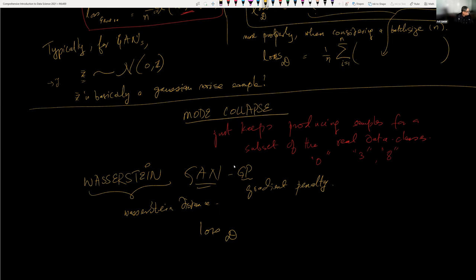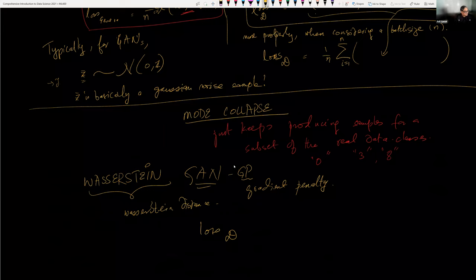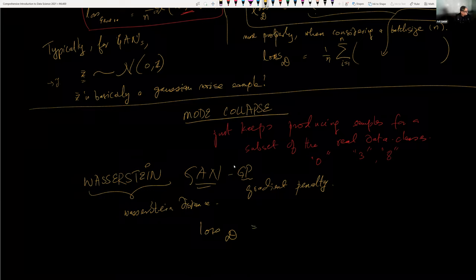And just forgive me for not putting all those 1/n and averaging and all of that. I'm skipping that, guys. I'm just being sloppy, right? And what you're saying is that the discriminator, this D, is applied to G of Z.